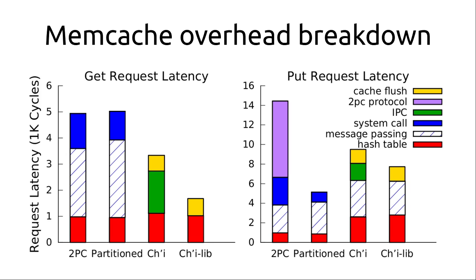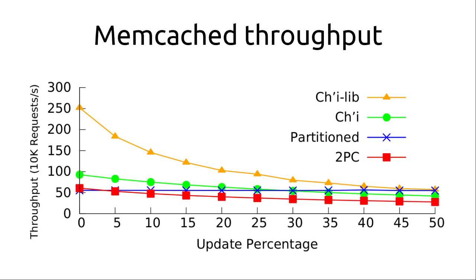Now again, we are not talking in this paper about the consistency at user level, so we're using relatively straightforward ways to achieve that here. Now, if we look at the impact of this, when we look at the throughput of the system, we can see that the library version of Chi can get upwards of 250 times 10,000 requests per second, versus the two-phase commit and the partition that are all at about 50.